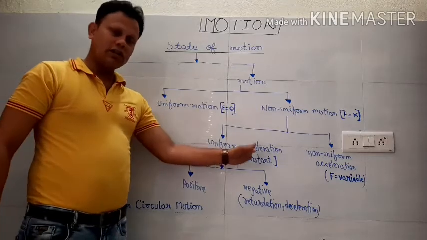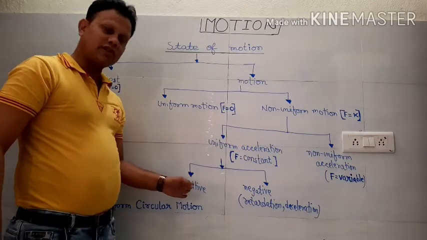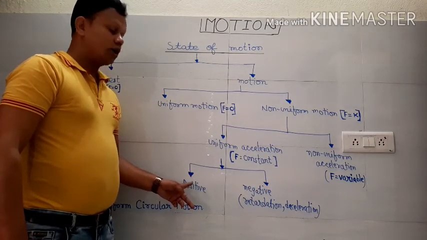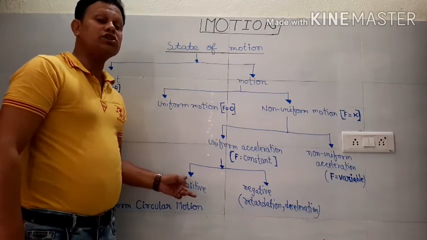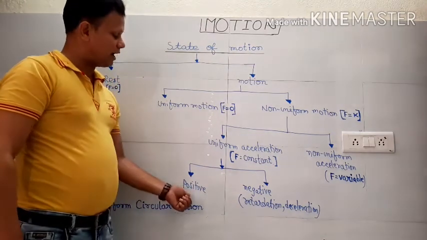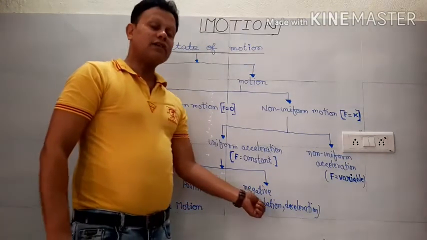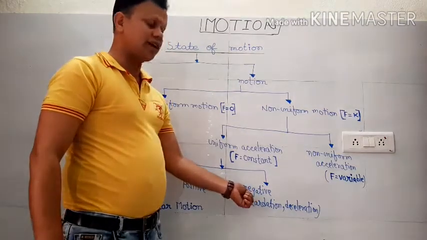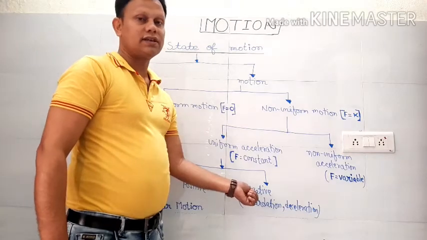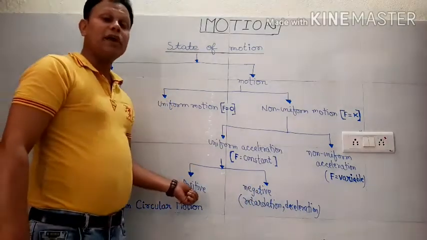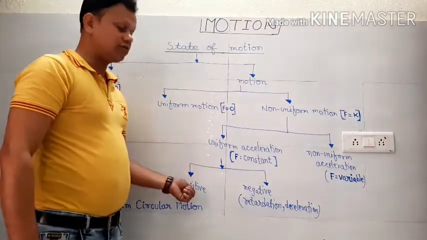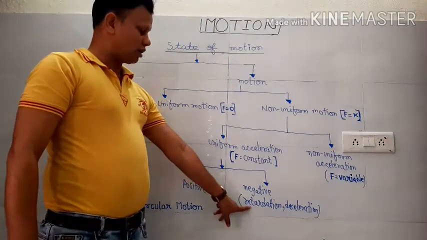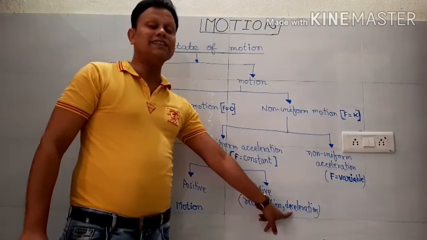Then uniform acceleration is further divided into positive acceleration and negative acceleration. For positive acceleration, the direction of the force should be in the direction of the motion of the object. Then we find this positive acceleration. For negative acceleration, the force is applied opposite to the direction of the motion. Then we observe negative acceleration, just like when we apply brakes. When we apply the accelerator in vehicles, then we observe the other kind of acceleration. Now for negative acceleration, two more names are there. One we call retardation, or we can say deceleration.